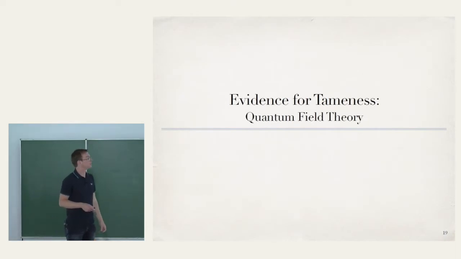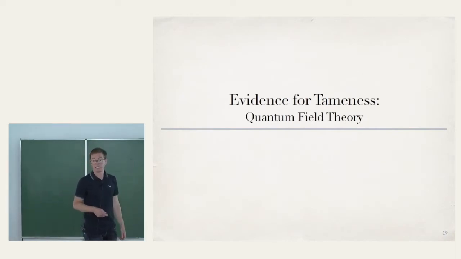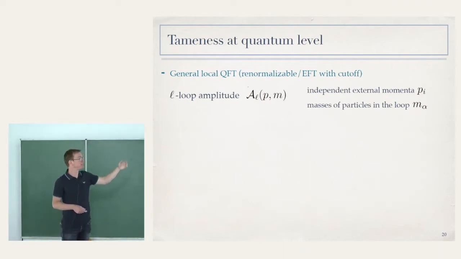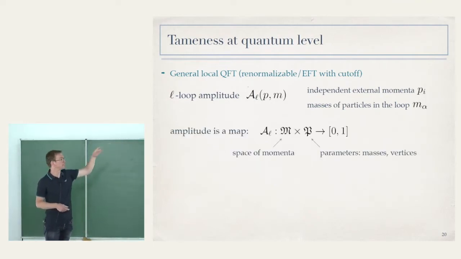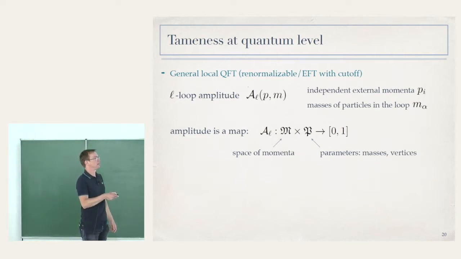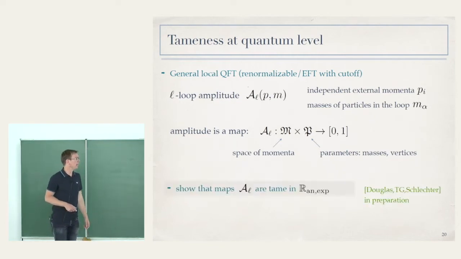Now, in the last few minutes, let me give you some evidence from quantum field theory. So this is something very exciting, which I'm very excited about at the moment. Namely, if you look at a general L-loop amplitude in a quantum field theory, which is, let's say, renormalizable, then the amplitude I can think of as a map from the space of momenta, and the parameters are masses and vertices. And what we show is that these maps are actually tame functions.